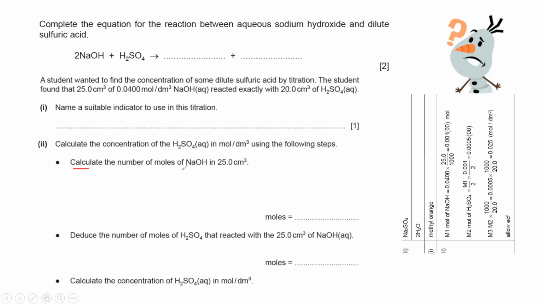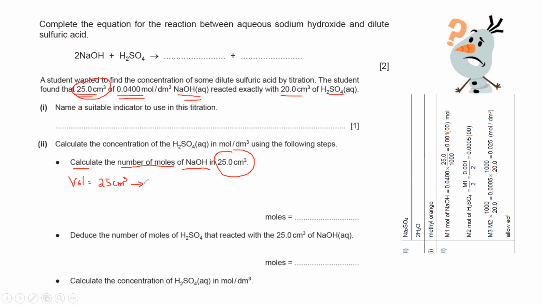First they are saying calculate the number of moles of sodium hydroxide in 25 cm3. If you read the question, a student wants to find the concentration of some dilute sulfuric acid by titration. Titration is a technique by which we find the concentration of different substances. The student found that 25 cm3 of 0.04 mole per dm cube sodium hydroxide reacted with 25 cm3 of H2SO4, or sulfuric acid. So in the first part we have to calculate the number of moles of sodium hydroxide. How do we get it? We have the volume of sodium hydroxide, which is 25 cm3.